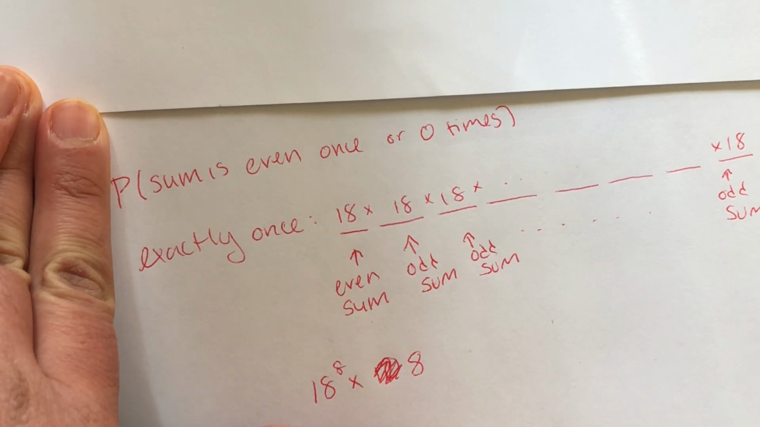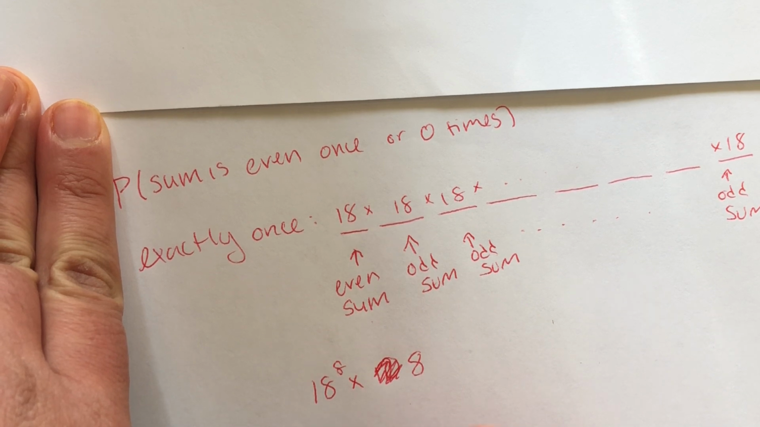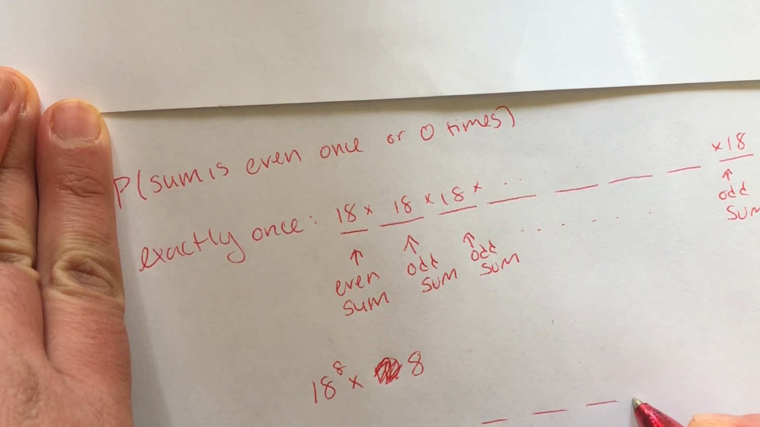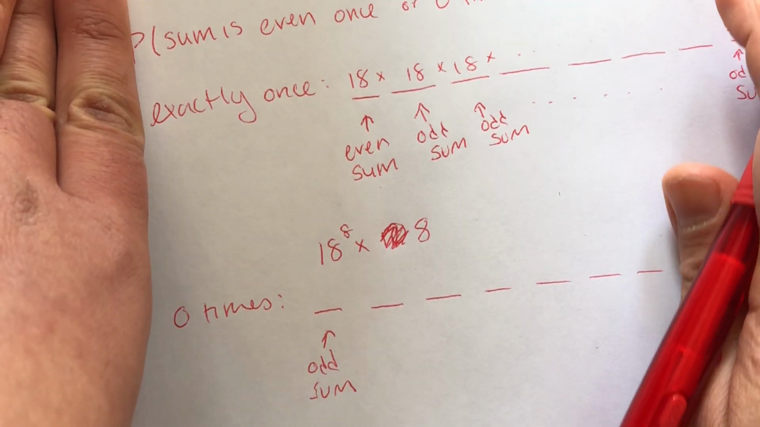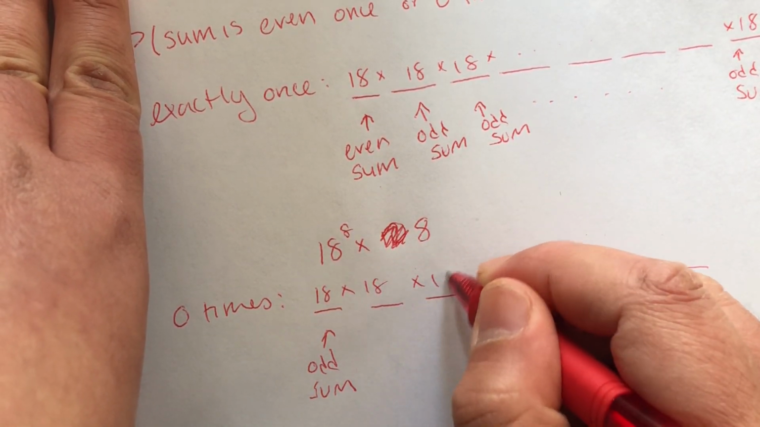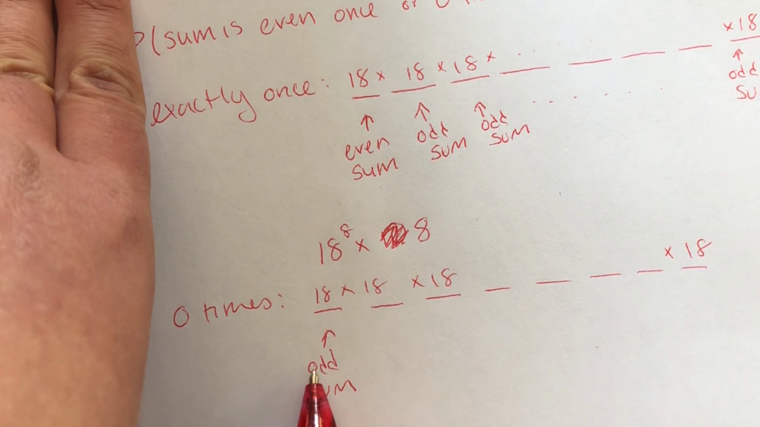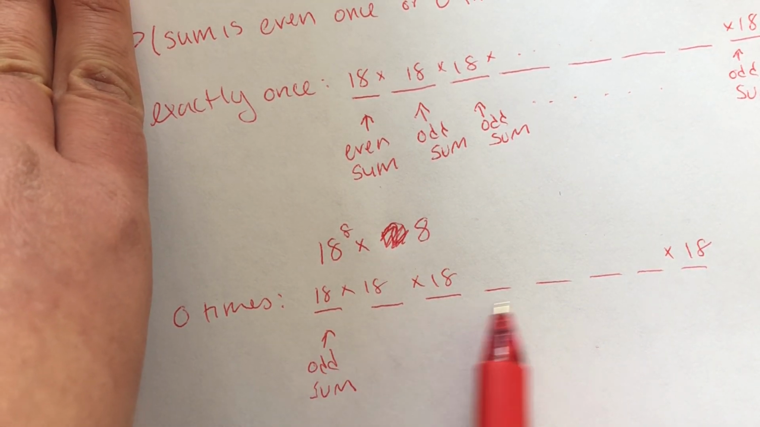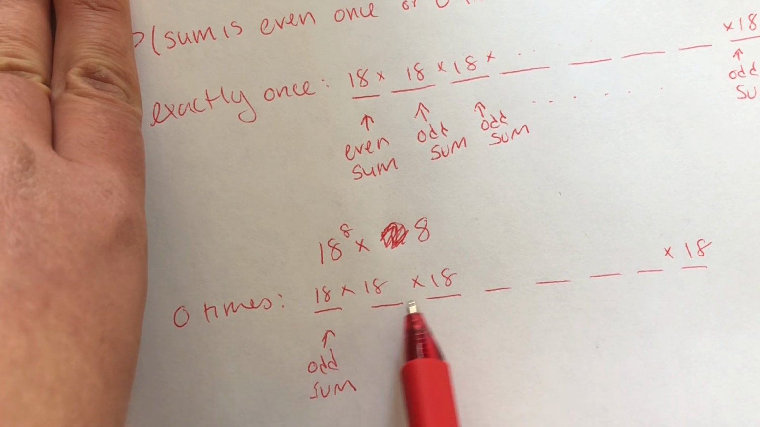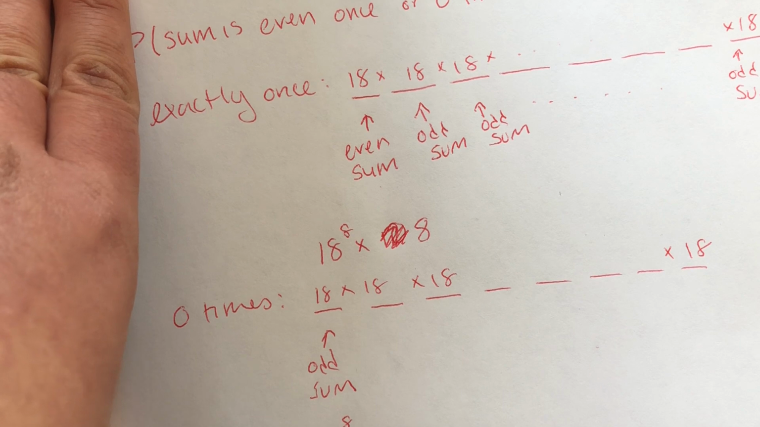To get a sum that's even exactly 0 times means you would have to get an odd sum every single time. Just like before, there's 18 ways to get an odd sum here, 18 here, all the way down the line. We don't have to multiply by 8 here because we're not choosing one spot to have an even sum. We're saying every single spot has to be odd. So there's 18 to the 8 different outcomes here.